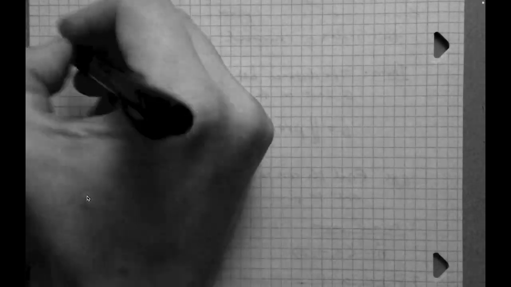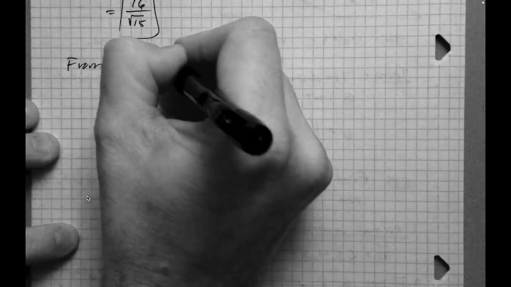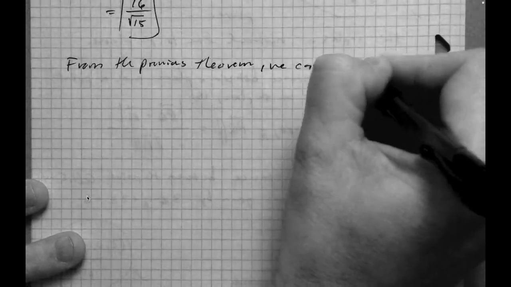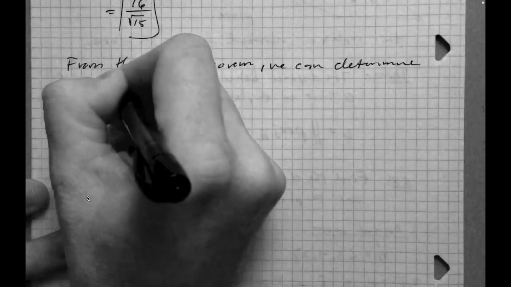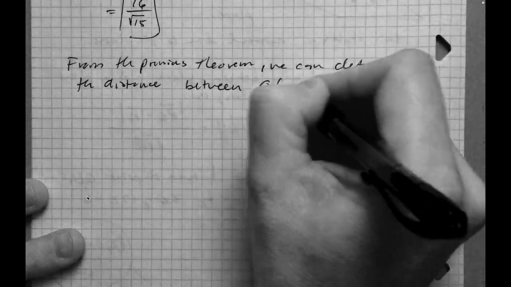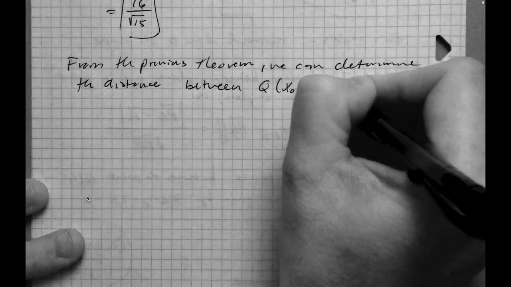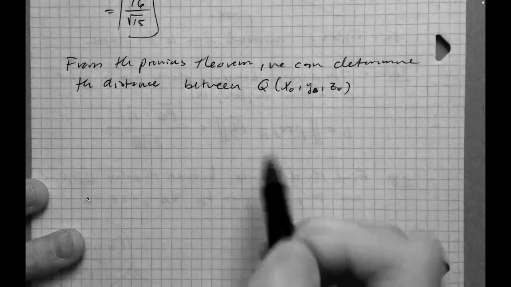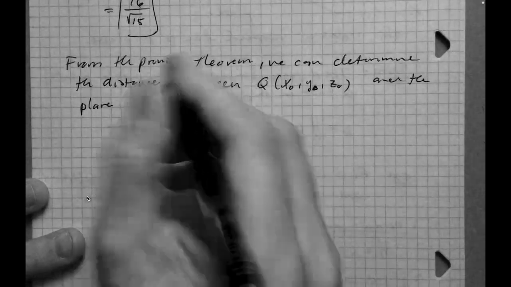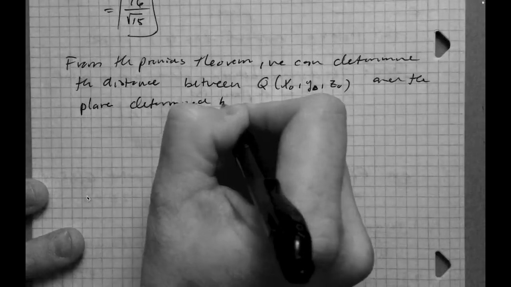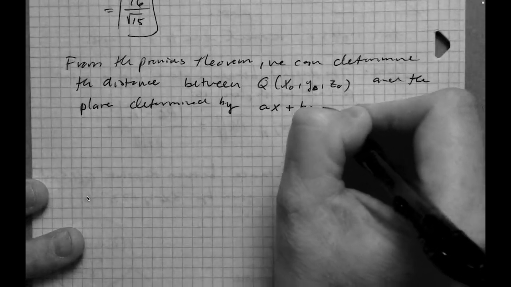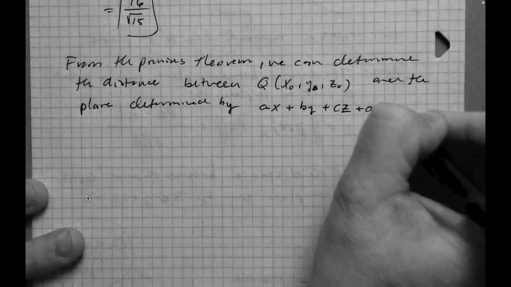So from the previous theorem, we can determine the distance between Q, which is your x0, y0, z0, so this is the point outside the plane, and the plane determined by some equation in standard form, ax plus by plus cz plus d equals 0.